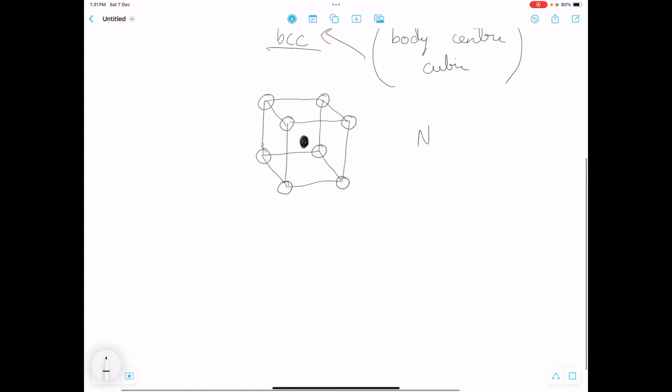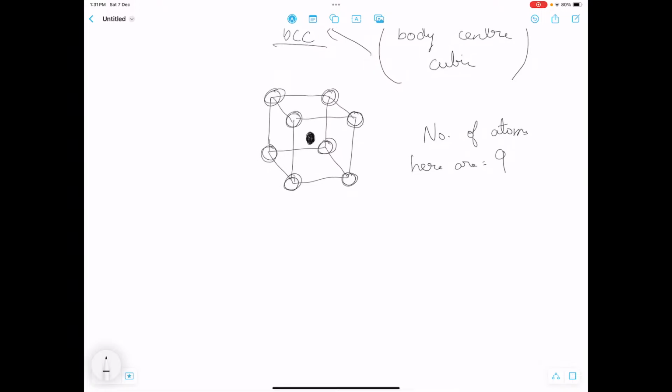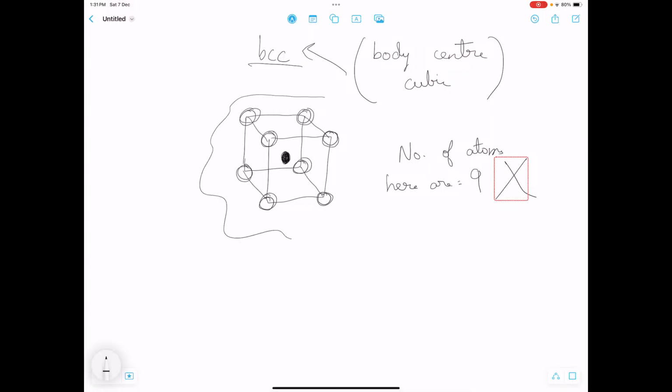So we come to know the number of atoms here are 1, 2, 3, 4, 5, 6, 7, 8 and 9. This is completely wrong. Why? Because we have just considered this one system. This is not one system. There are more systems around this. Like there's one more cube on top of this, one more cube beside this, one more cube before. It's a whole net-like structure.